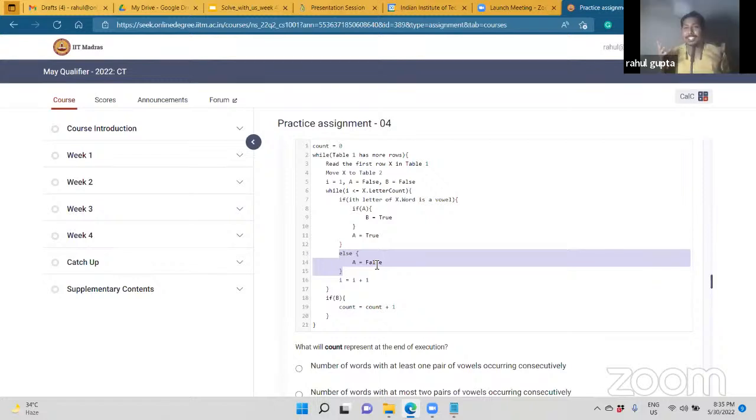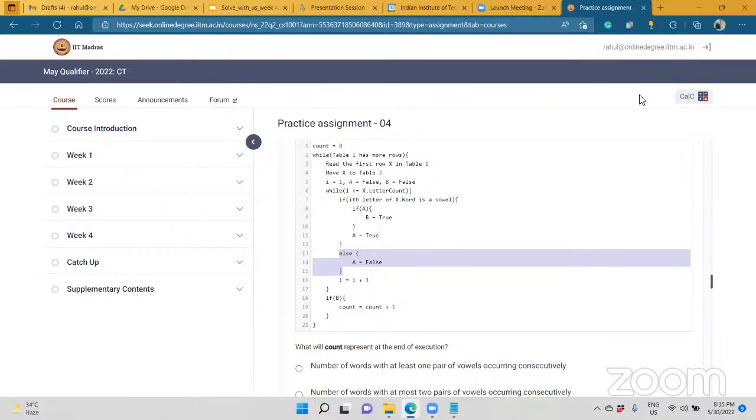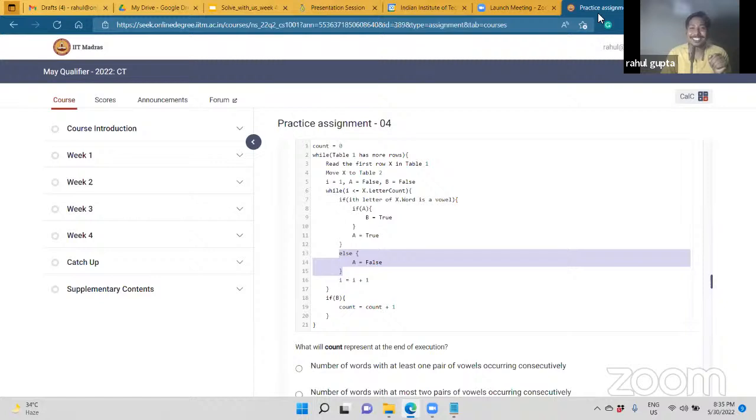Whoever has studied in Kota, what they say, Chamka. Okay, I hope I am in the right direction.